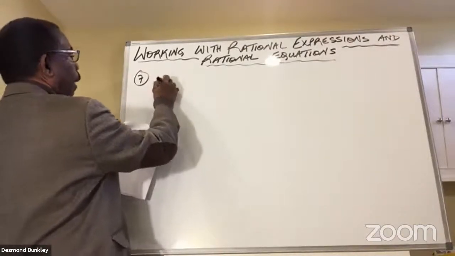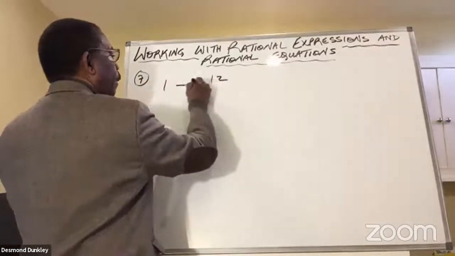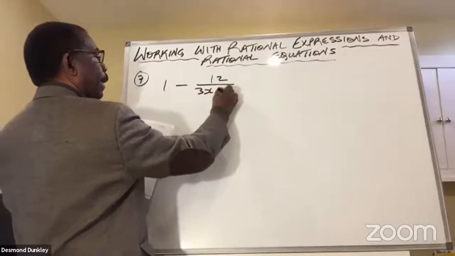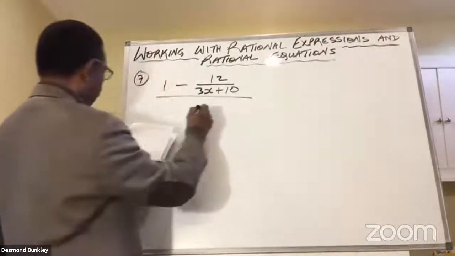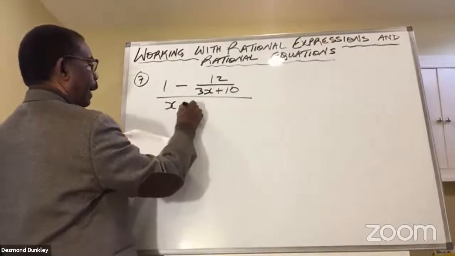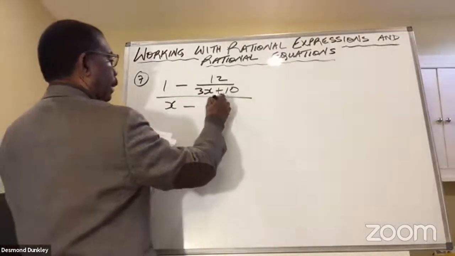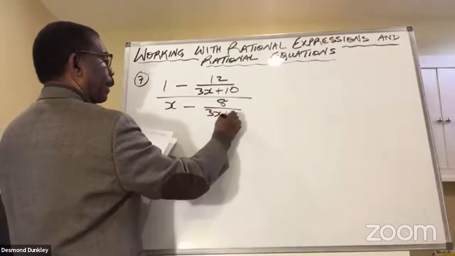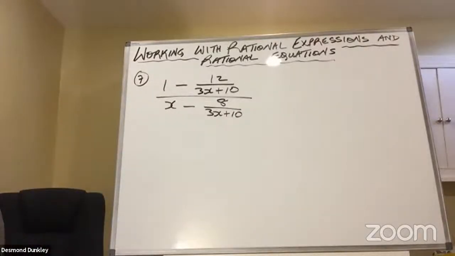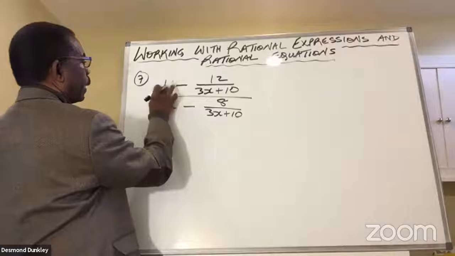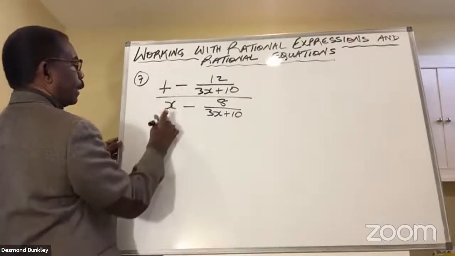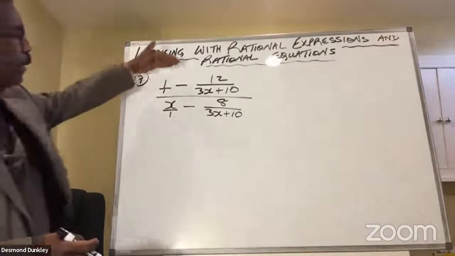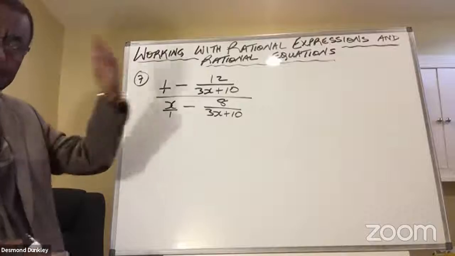We go 1 minus 12 over 3x plus 10, all over x minus 8 over 3x plus 10. Okay? So you agree that we can put this over 1 and this over 1. I'm going to make this into a fraction, and then business as usual.